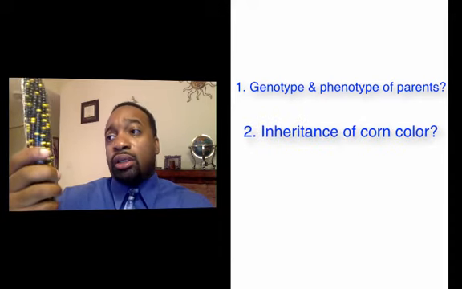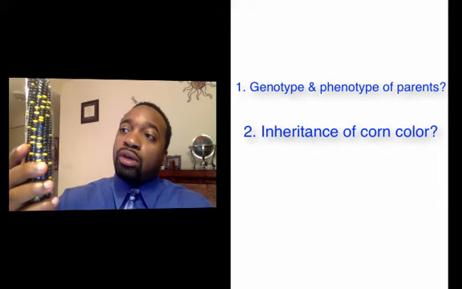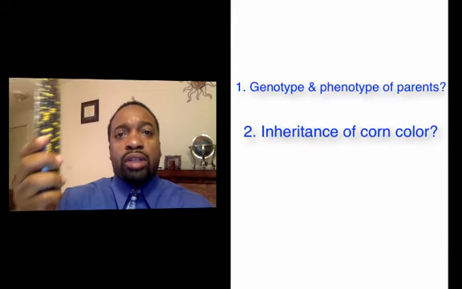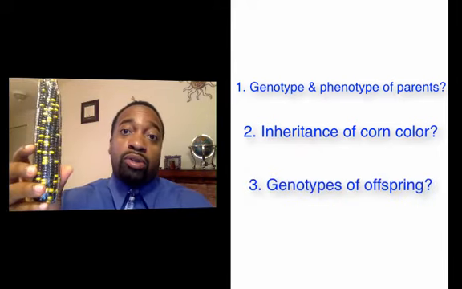Is yellow dominant? Is it recessive? Is purple dominant? Is it recessive? What were the genotypes of the parents that produced these offspring? What are the phenotypes of the parents that produced this offspring?